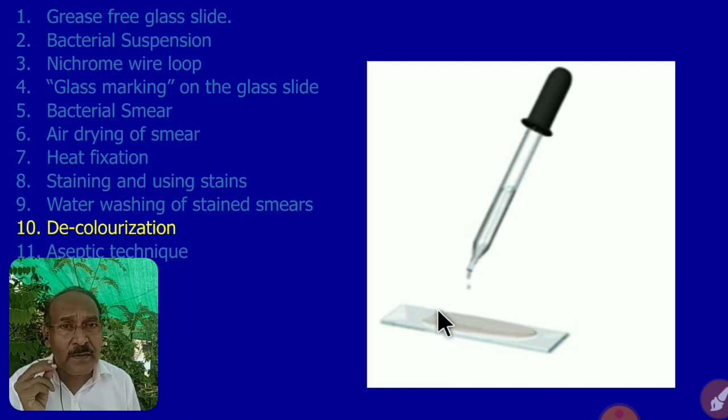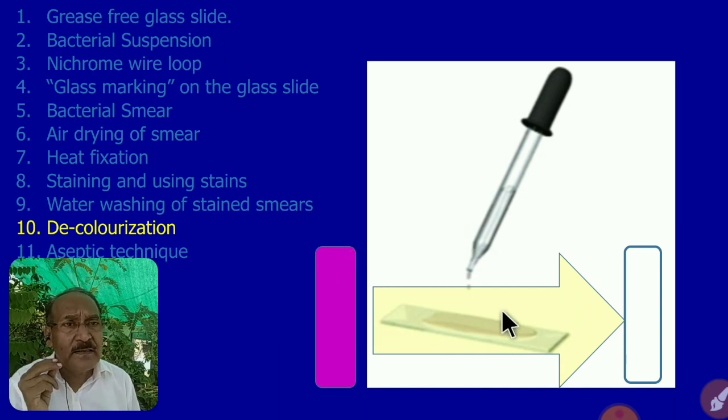Ethanol, for example, can be a best decolorizer, or 20% acid can also be a decolorizer. So when you apply ethanol or 20% acid on the stained bacterial preparations, you can see those stain molecules trapped inside the cell are removed through ethanol or through acid, and the cell gets totally decolorized, colorless. The cell appears colorless. So this is known as decolorization.